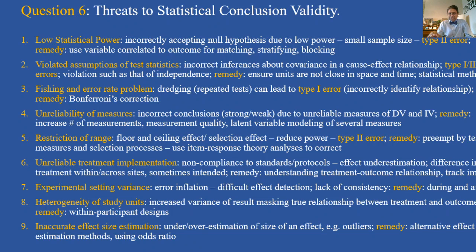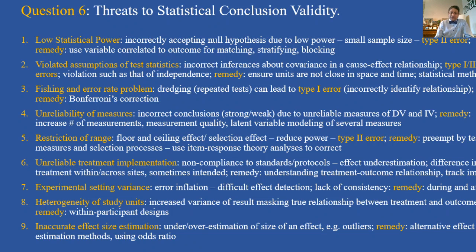So, put simply, it is the degree to which conclusions about a relationship among variables, cause and effect, based on data, are correct and reasonable. It's concerned with statistical covariance between the cause and effect. Now let us look at the threats.